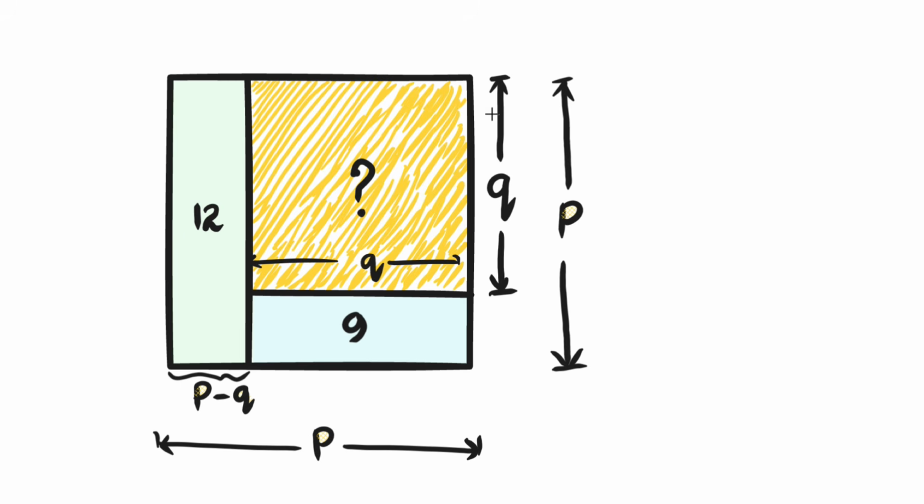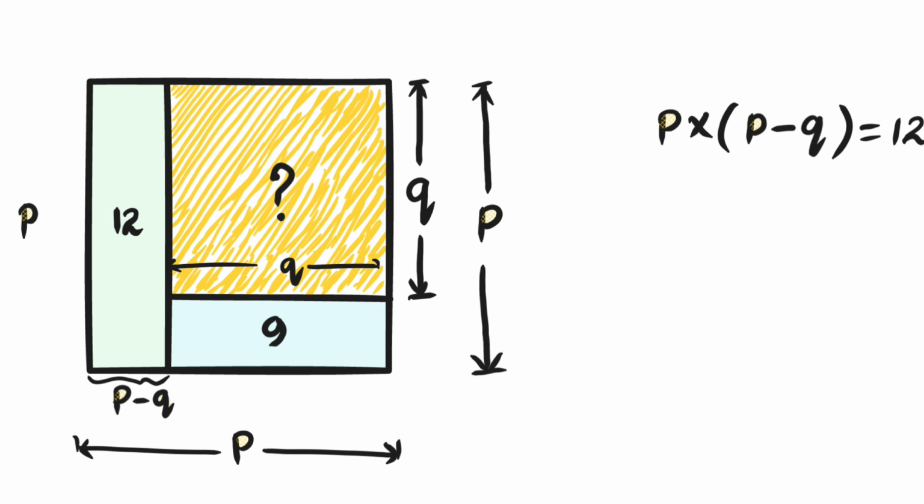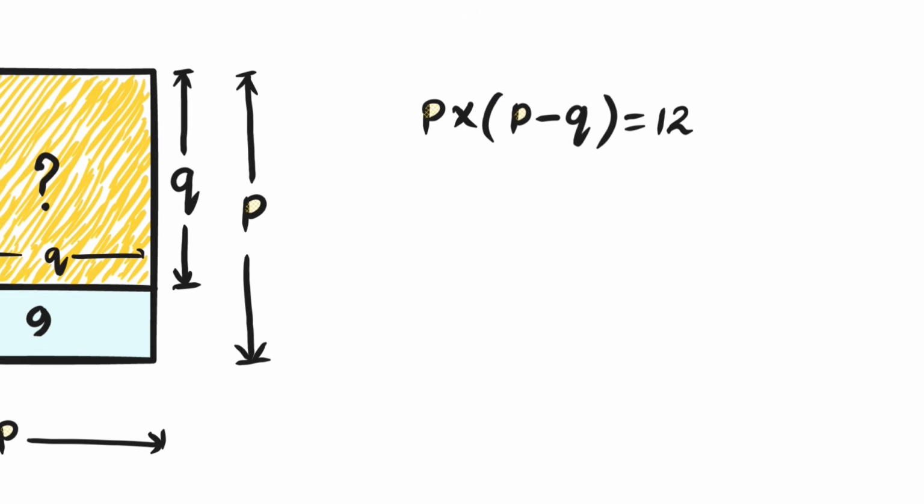We are told that the area of this left rectangle is 12 square units. Remember, the area of a rectangle is found by multiplying its length by its width. Therefore, we can write p multiplied by the quantity p minus q equals 12. That is our first equation.